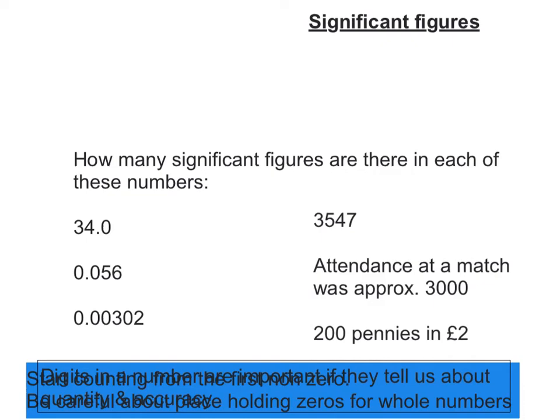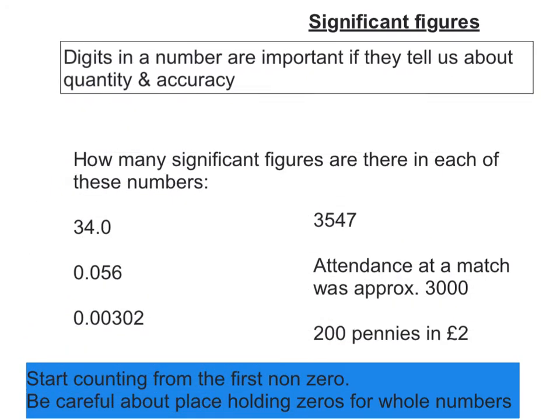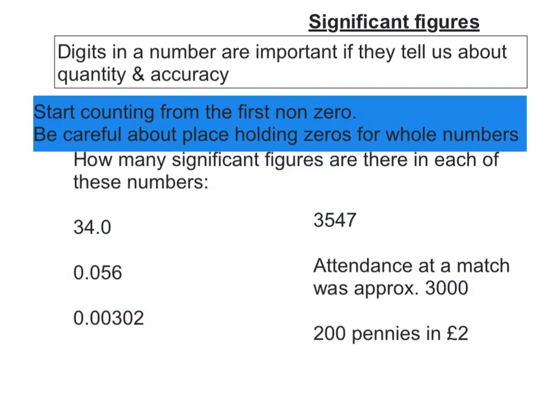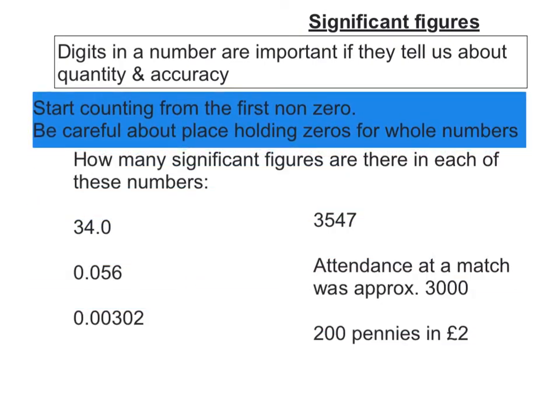This video is about significant figures. Now, a figure or a digit in a number is important if it tells us about the quantity or accuracy of this number. And when you're trying to work out how many significant figures there are in a number, you use two simple rules. One, start counting from the first non-zero. And two, in whole numbers, be careful about placeholding zeros. We'll talk a little bit more about that second rule when we get to the last three examples.